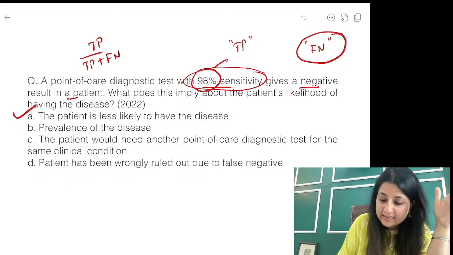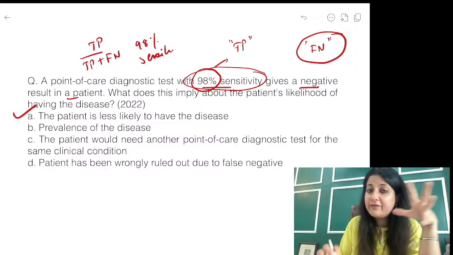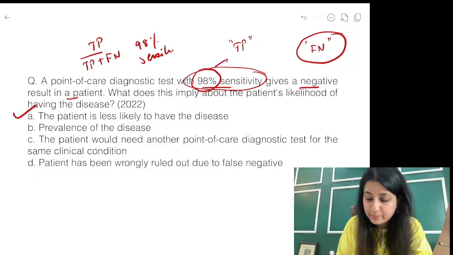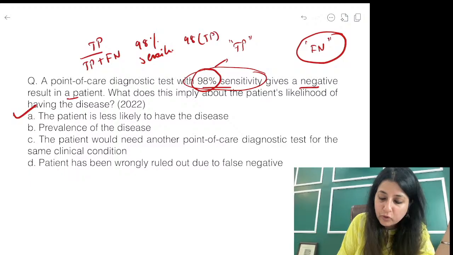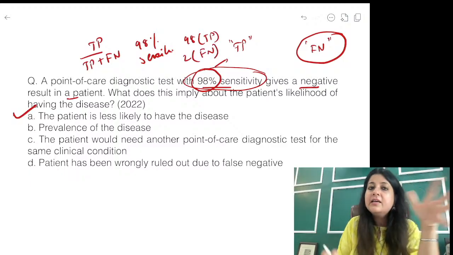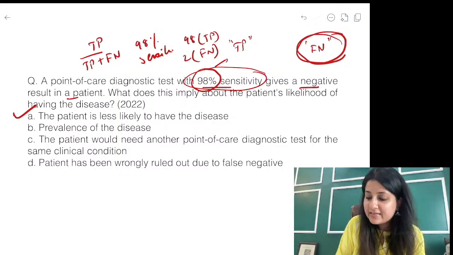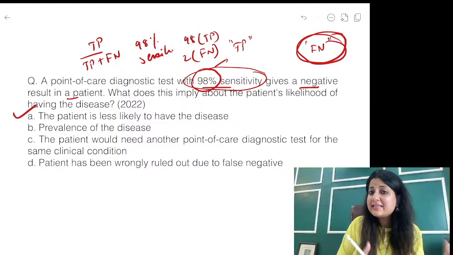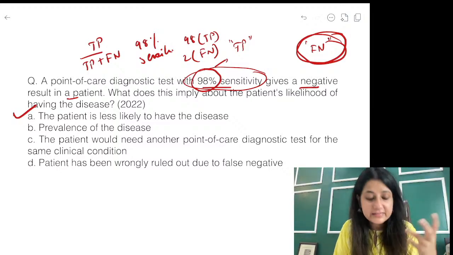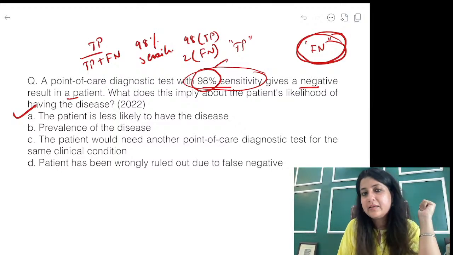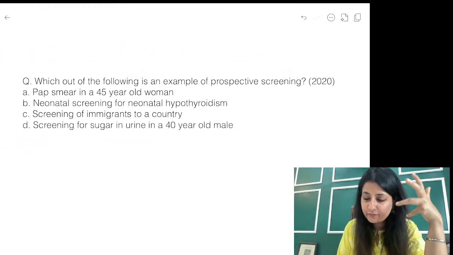Now if any test is 98% sensitive, that means if I apply it on 100 diseased people, I will get 98 true positives and 2 false negatives. So maybe those who have come out false negative are less likely to have the disease because the sensitivity was too high. Clear? So don't worry, just follow it.